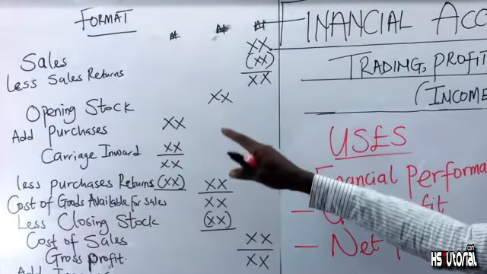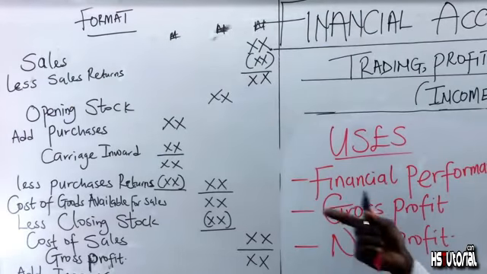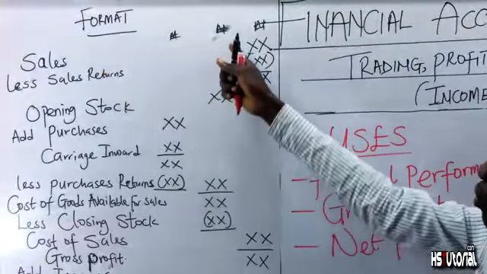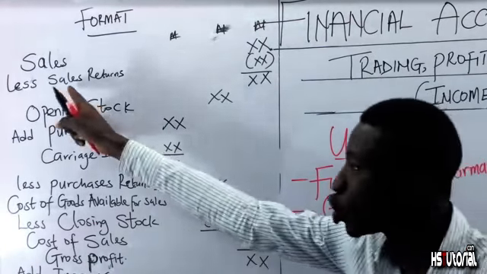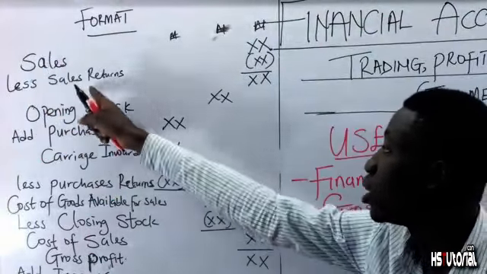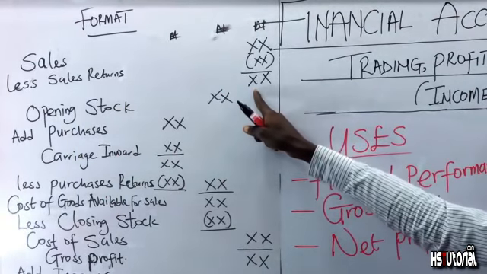The first thing you will have there is your sales. What does sales mean? That's the sales you made with the goods you produced or with the goods you purchased. Then let's assume you have made sales, and some customers decided to return some of the things you have sold. If they return some of the things you have sold, we call it what? Sales returns. So you will have to deduct the sales returns from your sales. Then you will now arrive at your net sales. That is the first one.